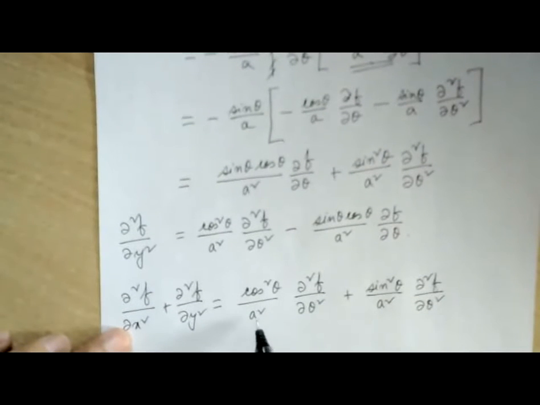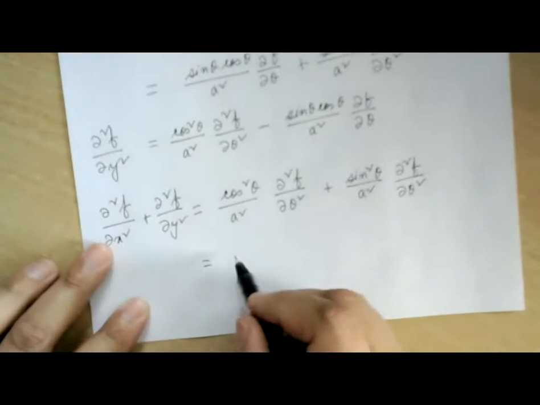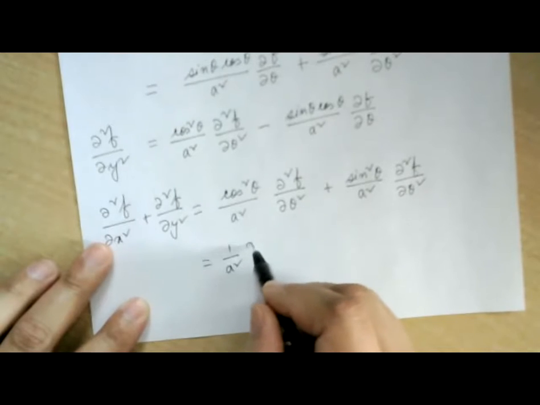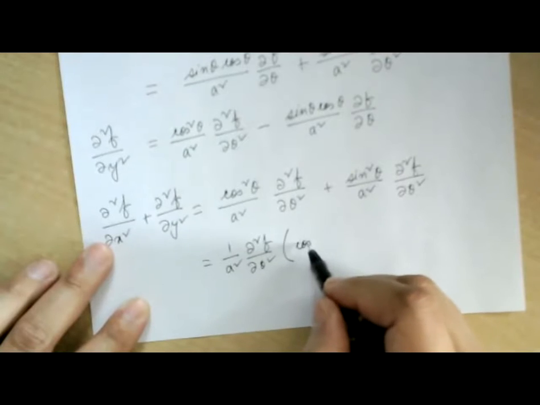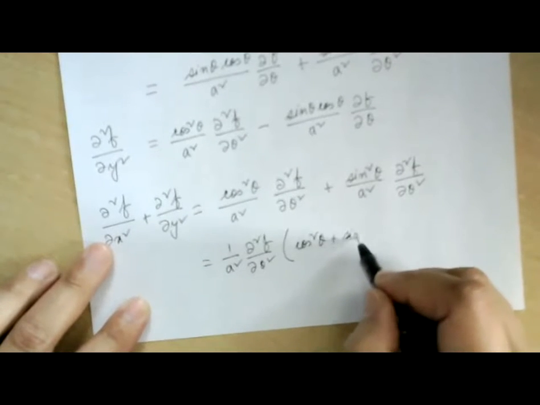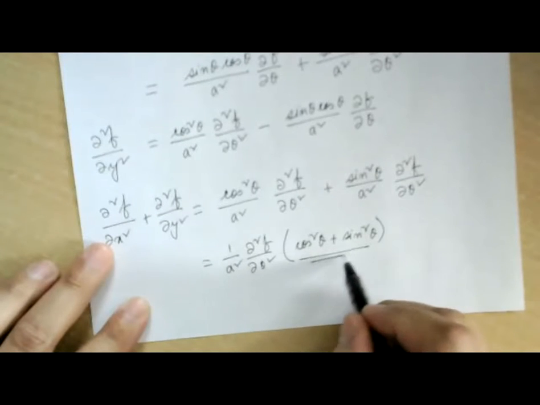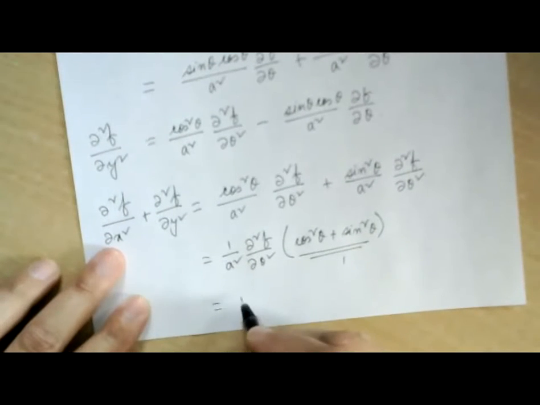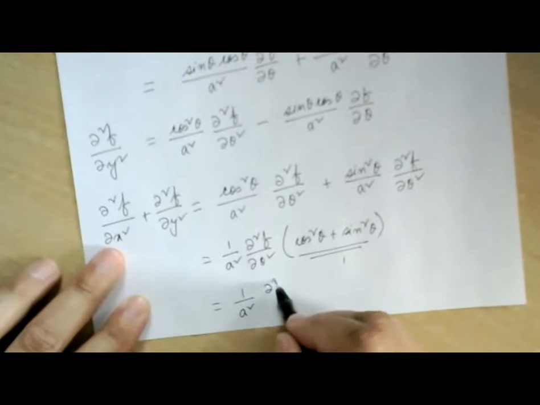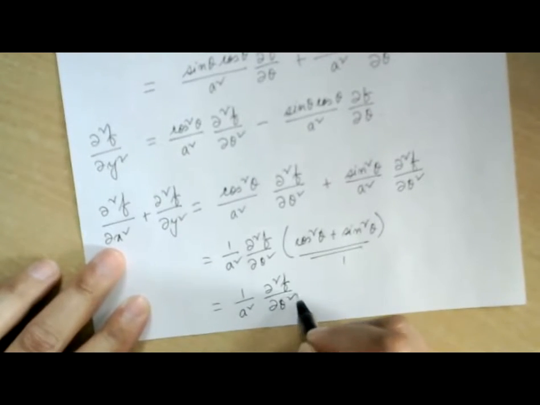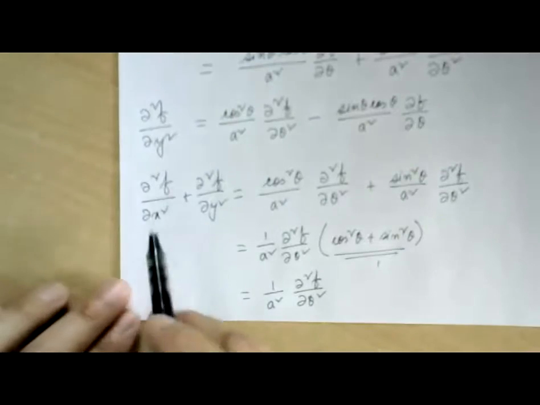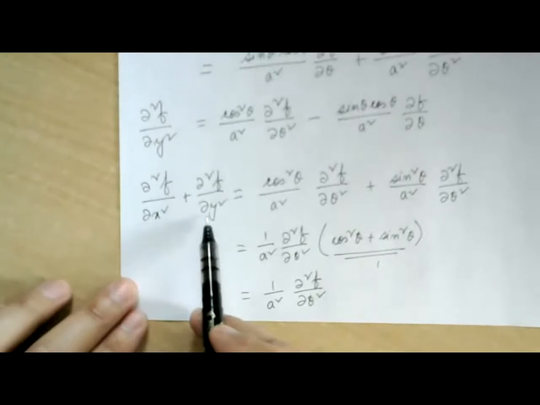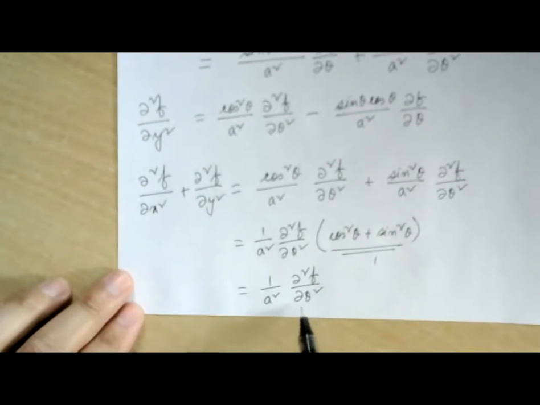So we take 1 by a square del 2f by del theta square common, and what remains is cos square theta plus sine square theta. Cos square theta plus sine square theta is 1. So this is equal to 1 by a square del 2f by del theta square. So del 2f by del x square plus del 2f by del y square is equal to 1 by a square del 2f by del theta square.